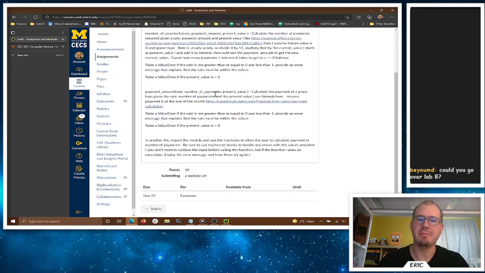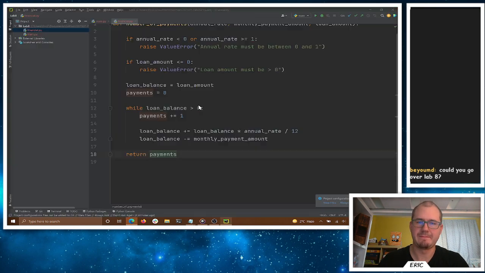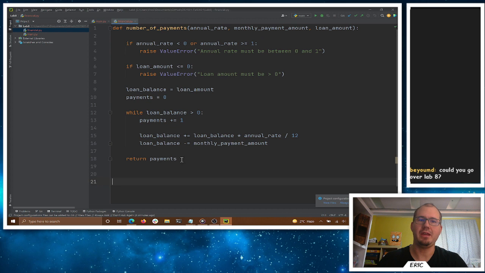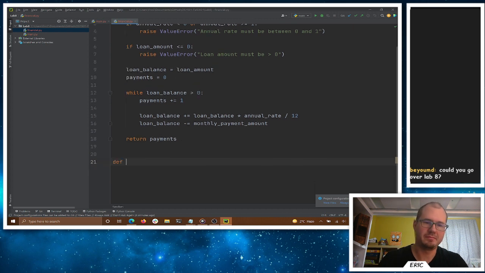Okay, the next one was the payment amount. Now this one was an easier formula we could do. So the payment amount given a rate, number of payments, and a present value. So kind of the opposite of this one. This is telling me how long it's going to take to pay off. The other one says, hey, how much do I have to pay if I want to pay it off in this amount of time? Is my payment amount given an annual rate, a number of payments, and the loan amount. Or again, present value. Either one's fine for that. No big deal.